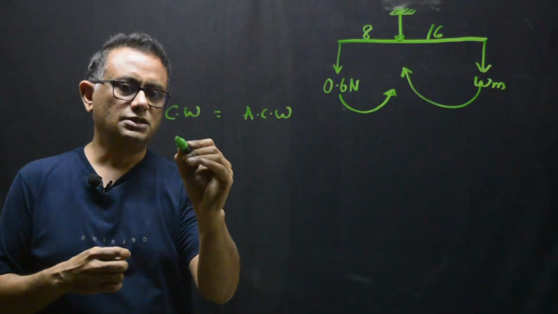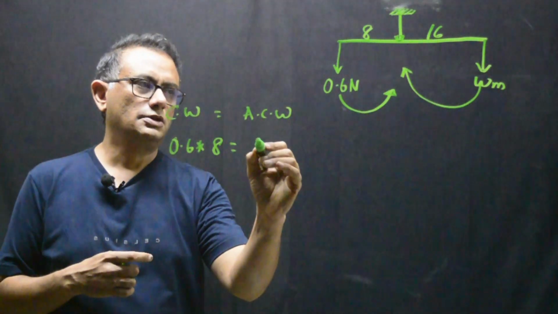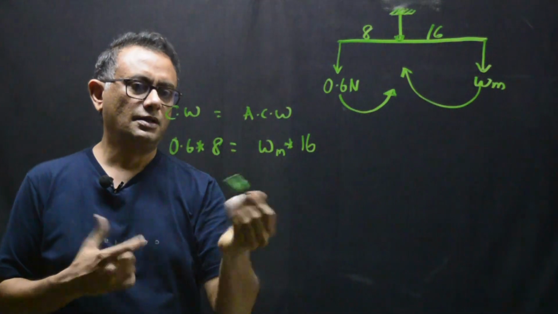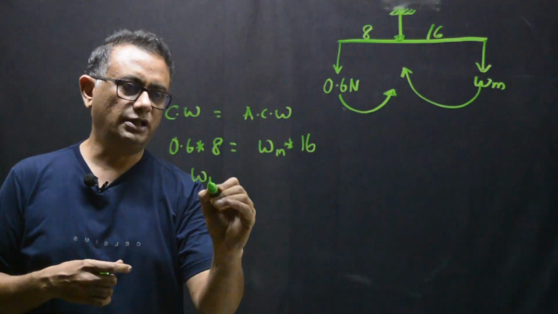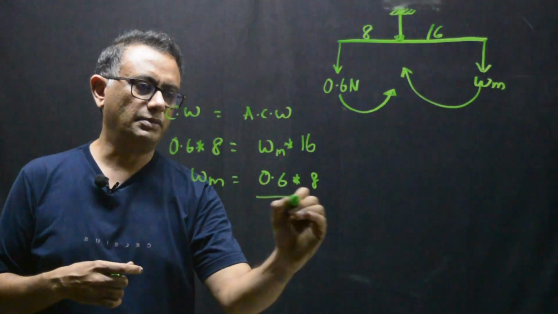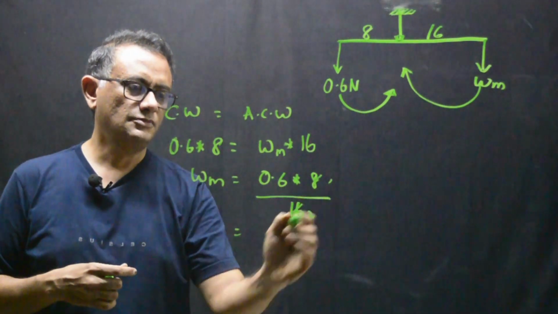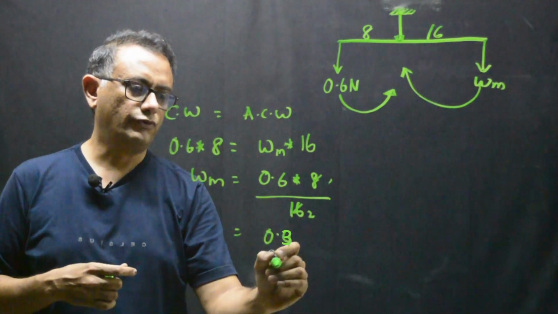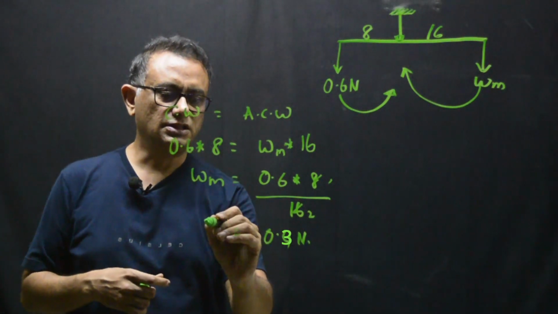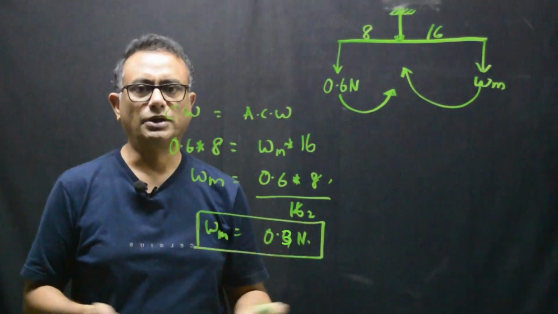So we say 0.6 into 8 equals W, the weight of the monkey, into 16. Or we can say the weight of the monkey is going to be 0.6 into 8 divided by 16. 8 2s are 16. This will be 0.3 Newton. So the weight of the monkey is 0.3 Newton. Simple.